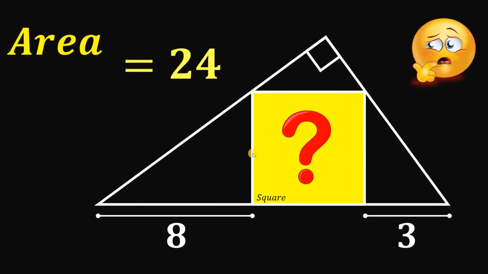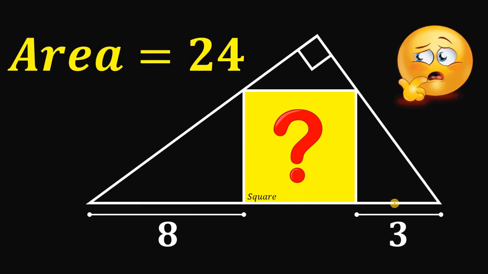Therefore, the area of this square inside of this right triangle must be equal to 24 square units. And as always, we are done.